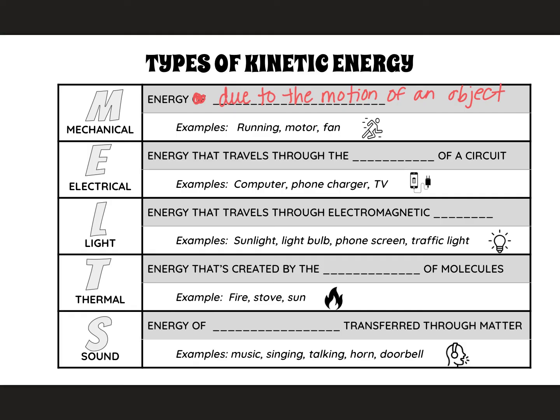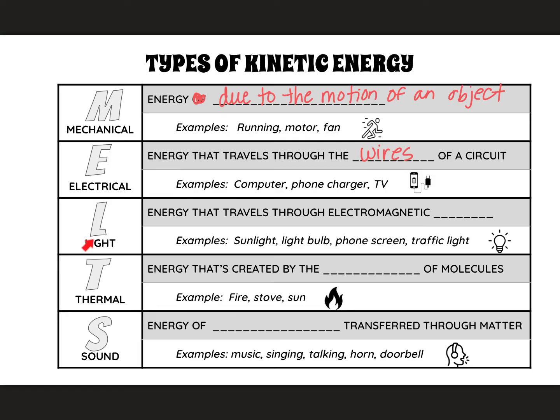Next is E for electrical energy. Electrical energy is energy that travels through the wires of a circuit. Anything that we plug in uses electrical energy, like our computers, our phone chargers, our TVs. Anything we plug in has energy that travels through the wires of a circuit. This is electrical energy.